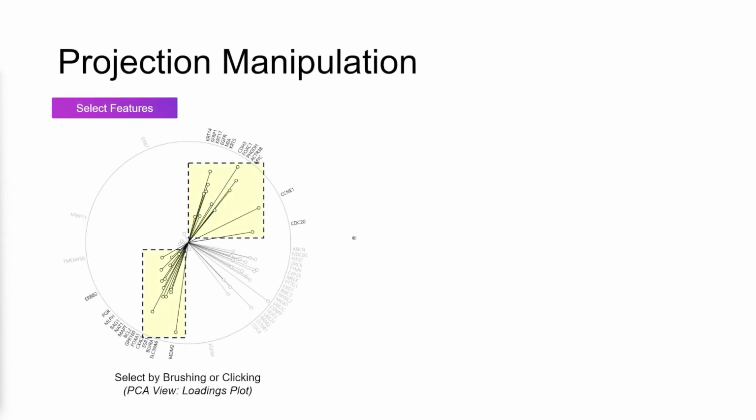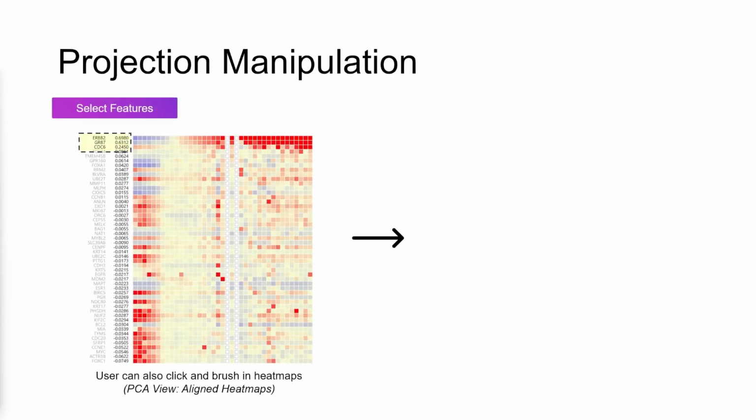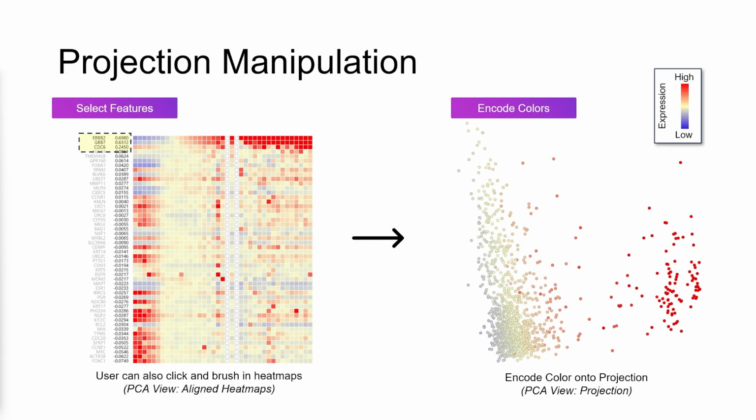Before making any partitioning decisions, the user can first manipulate the projection as they see fit. One example of this is by selecting certain features by brushing in the loadings plot and then re-executing PCA on the reduced set of features. This may be done when the researcher would like to temporarily remove some features that do not seem to contribute to a noticed visual partition. Features may also be selected within the axis-aligned heat maps based on some observed pattern or correlation. Users may also encode color to the projection, revealing the expression of the selected genes, which can further assist their decisions.